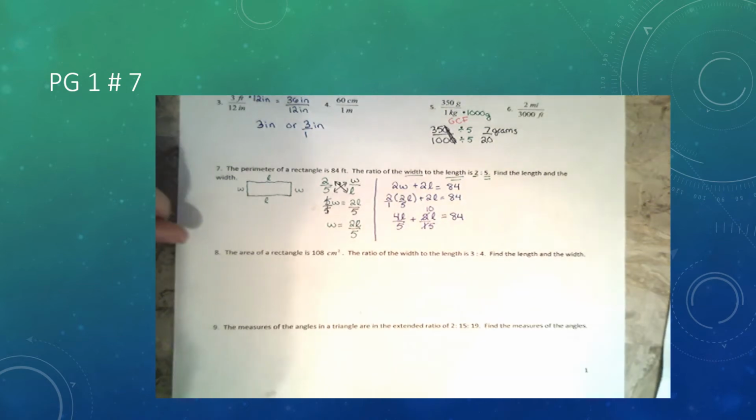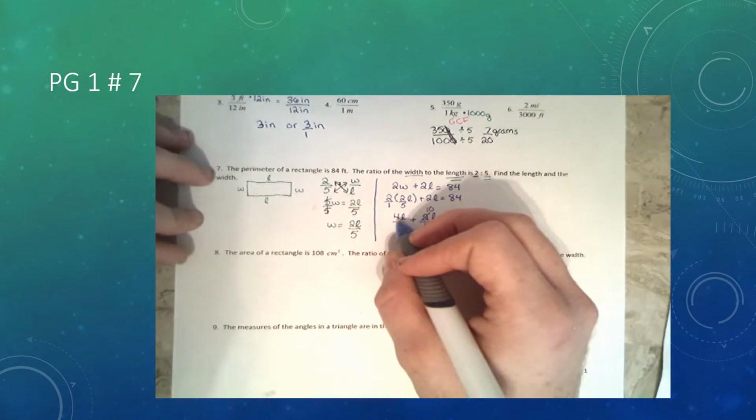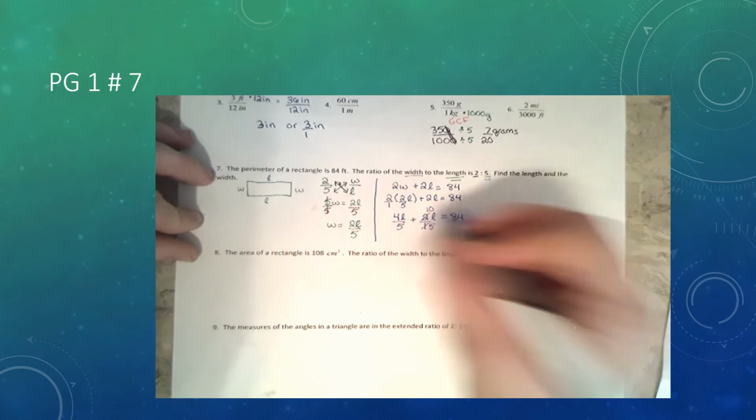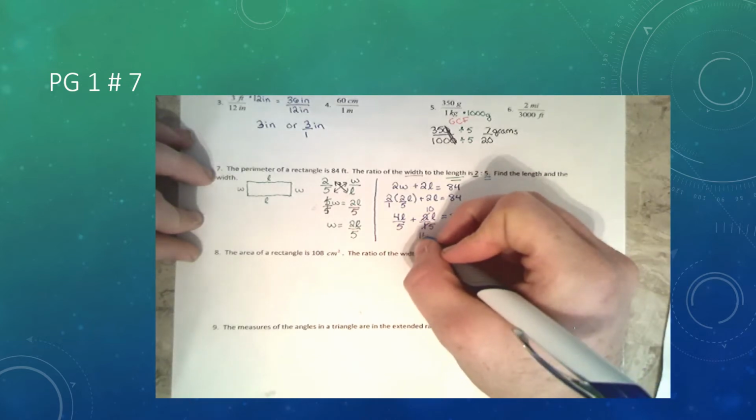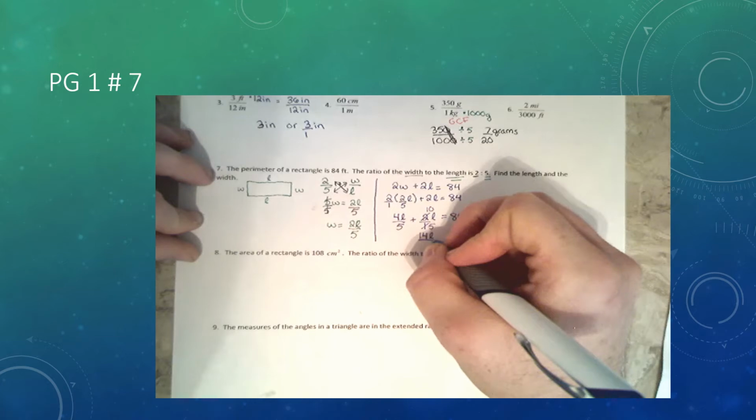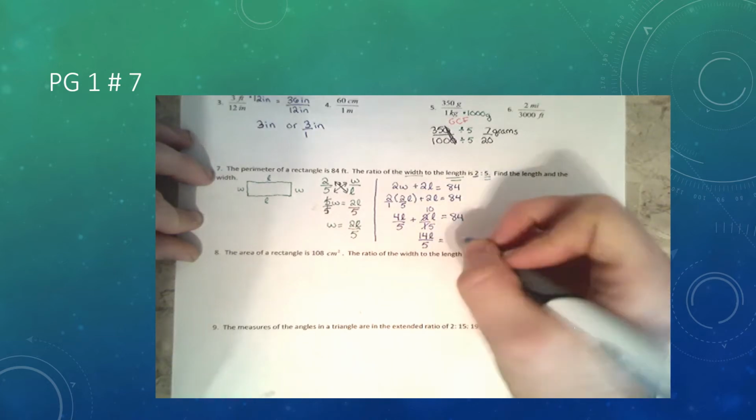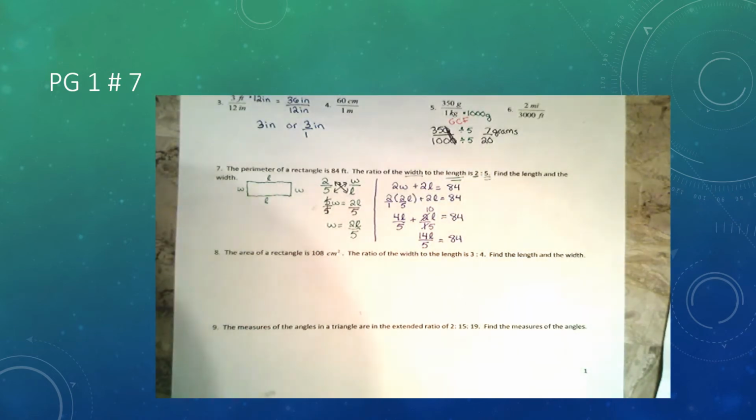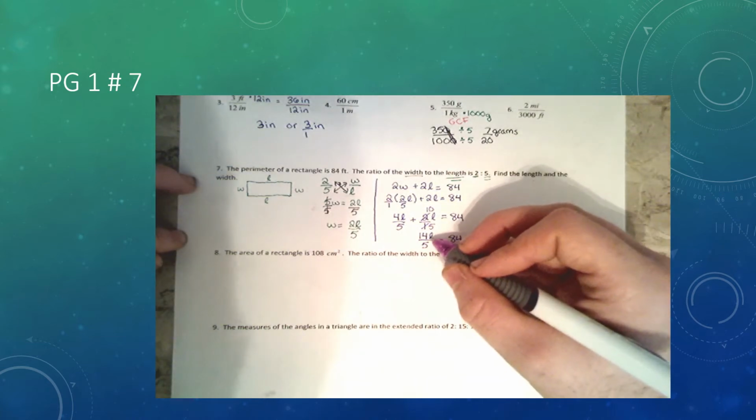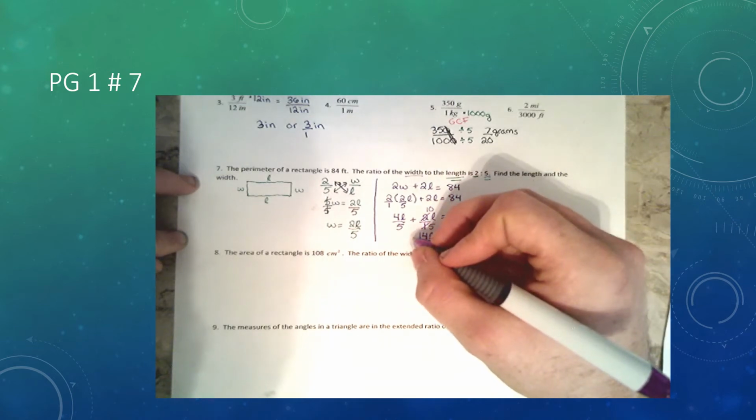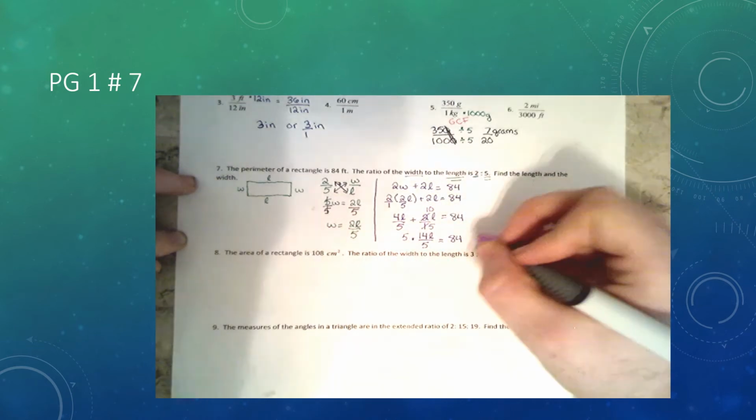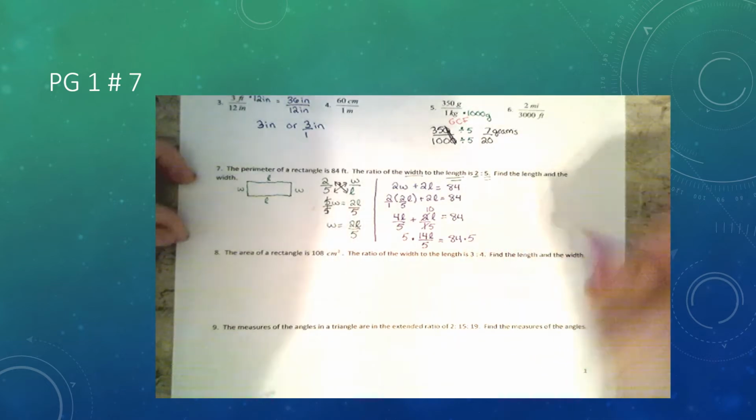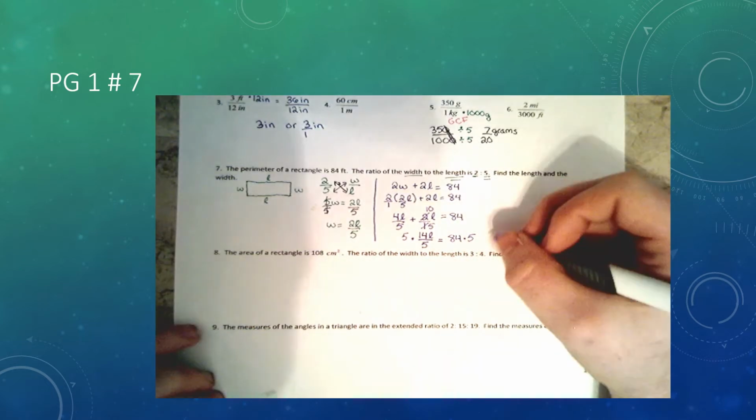So now I can actually add them together. I'm going to have 4 plus 10, so I have 14L over 5 equals 84. Now, the way I'm going to continue to solve this, I'm trying to get the L by itself, so what I'm going to do is multiply each side by 5 first. So I'm going to continue up here.